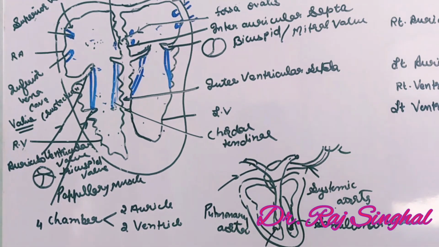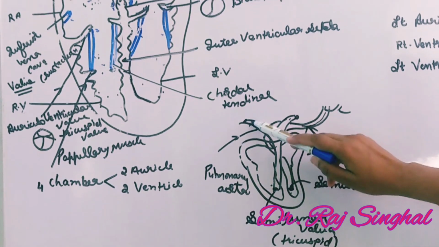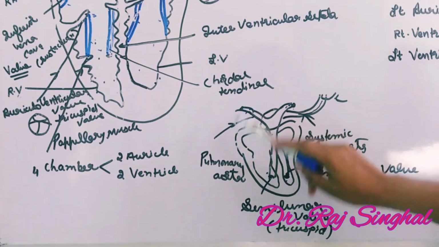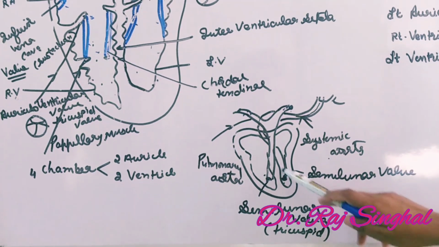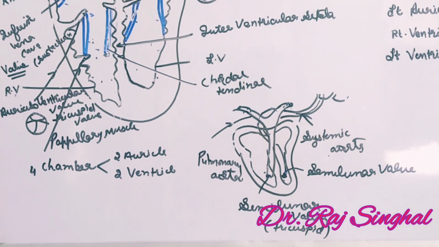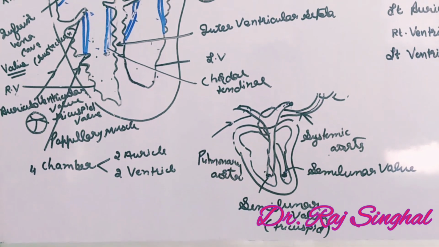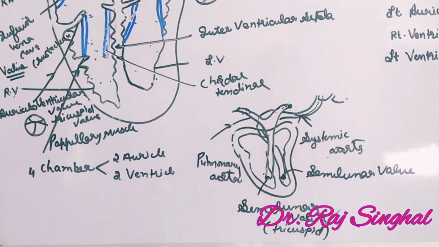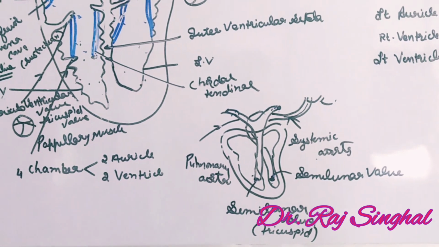One more important thing: from the right ventricle, the pulmonary artery arises, which later on divides into two parts, each entering the lungs. From the left ventricle arises the systemic aorta, which circulates the blood to the whole body. Both the pulmonary artery and systemic aorta are provided with semilunar valves which prevent the backflow of blood. This is all about the external and internal structure of the heart.